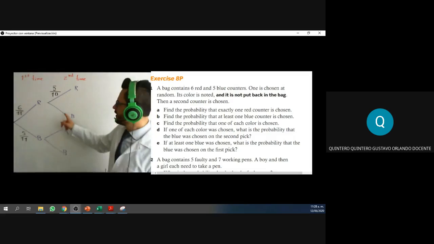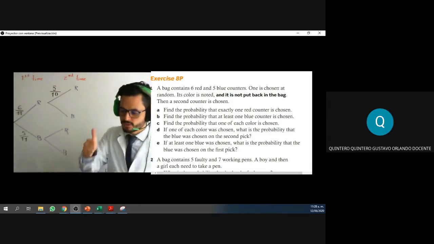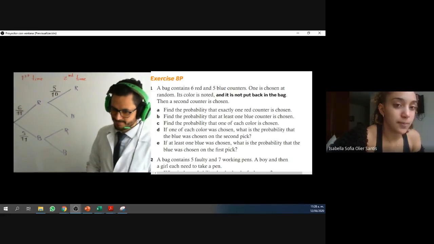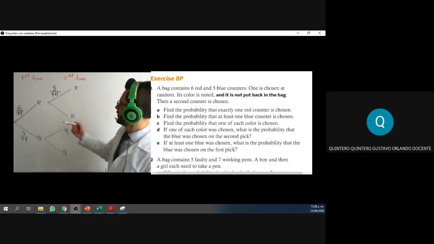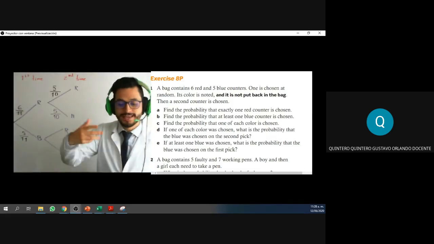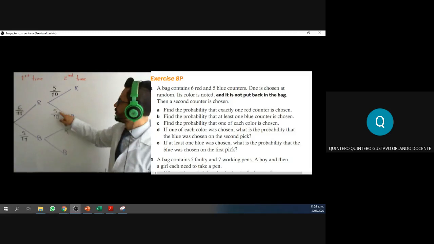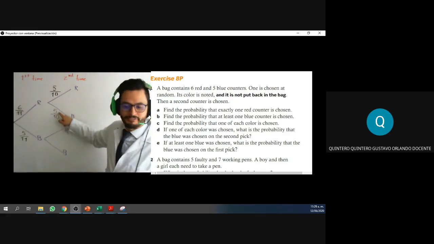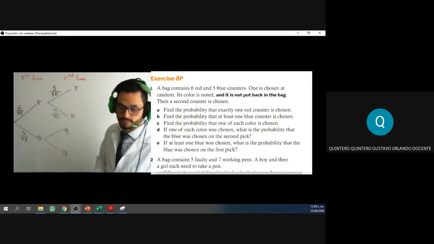What would be the probability of getting a blue one? As soon as possible, please. 5/10. Pretty good, Isa. 5 is the amount of blues, and 10 is the amount of counters in the bag, right? In this case, we don't say 4 because we took out a red. So we know there are 5 in the bag. There have to be 5 blues in the bag.